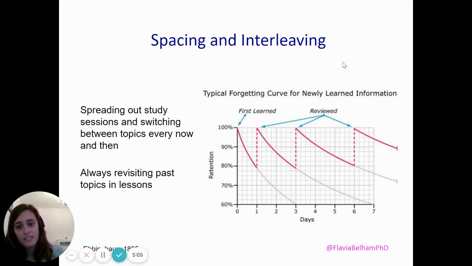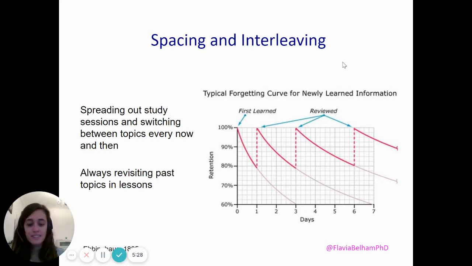So this graph here, the forgetting curve, shows that when you learn something, it's going to take 1 day for you to forget 20% of that something. But if you revisit that, it's going to take you 2 days to forget 20%. If you revisit that again, it's going to take you 3 days. So the more you go back and re-study past topics, the longer it takes you to forget, which means the more you're learning that topic.